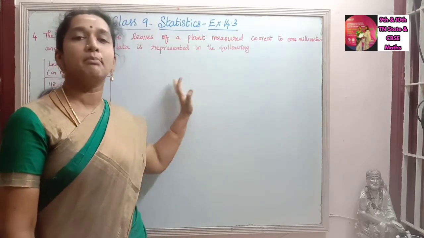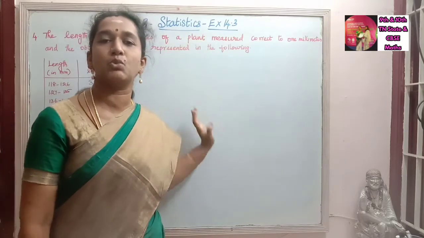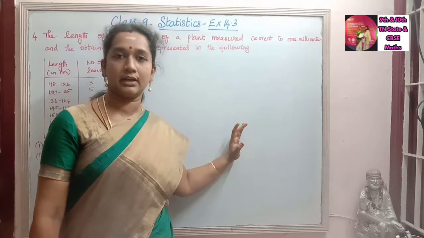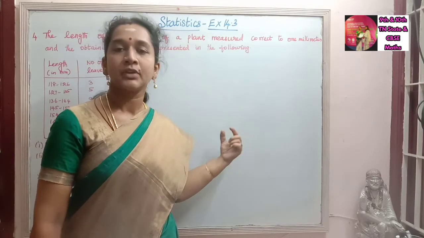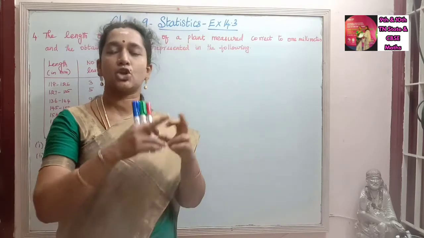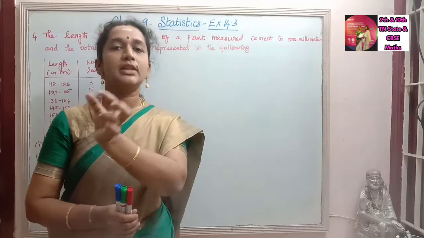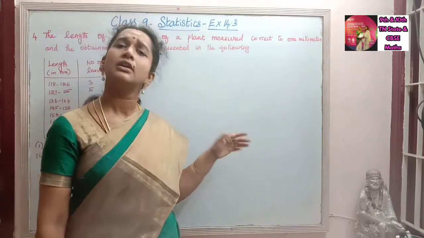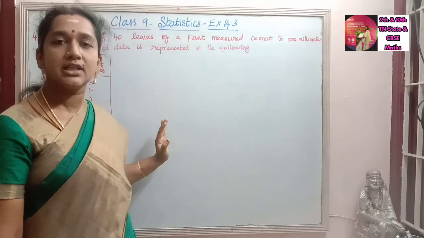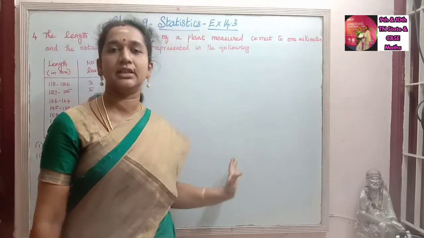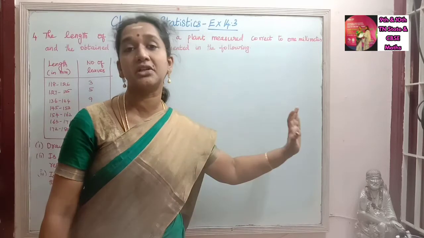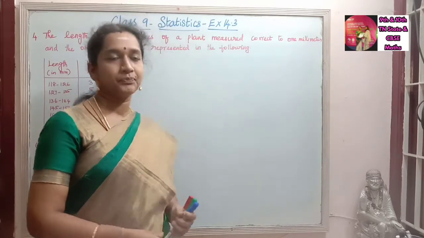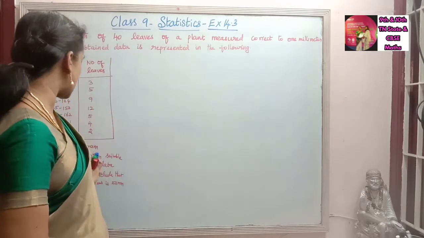That is, the bars will be continuous. There won't be a gap between two rectangles like in a bar graph. In a bar graph, there will be a gap, say 1 centimeter gap between the rectangles. That is for a bar graph. So this histogram is for a continuous table. The rectangles will be continuous, the bars will be continuous without gap. Okay. So draw the histogram.